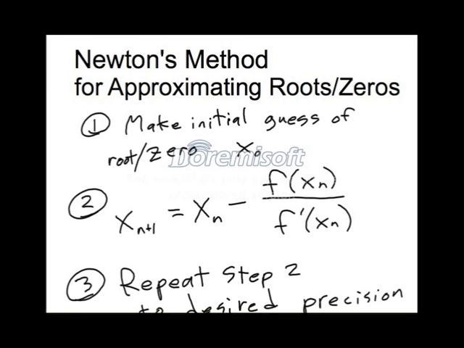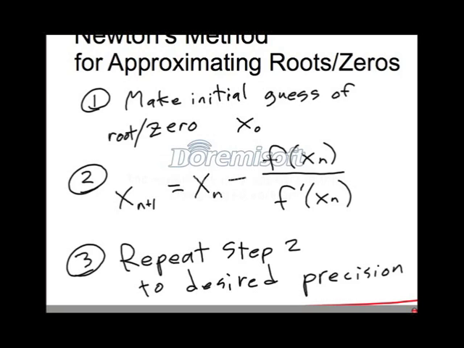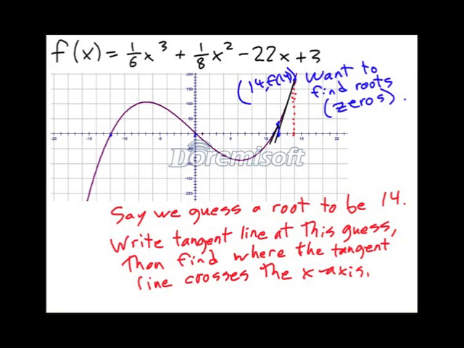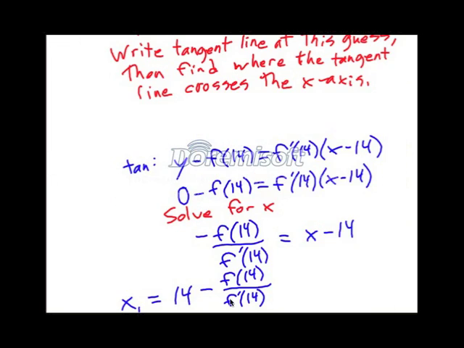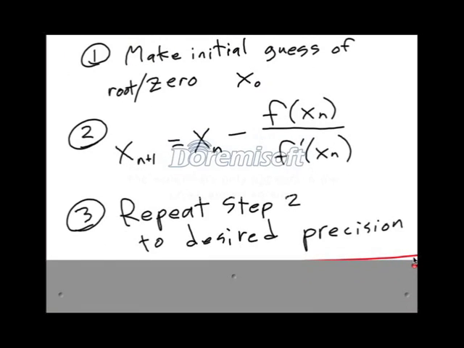And here's the process overall for Newton's method. We make some sort of an initial guess at where the root might be. We use that formula, which was just this thing right at the bottom here, where we solve this for the x value. And then we just repeat that step over and over again to the desired precision. The idea is you pick a guess, and what this gives you is where the tangent line actually crosses the x-axis.